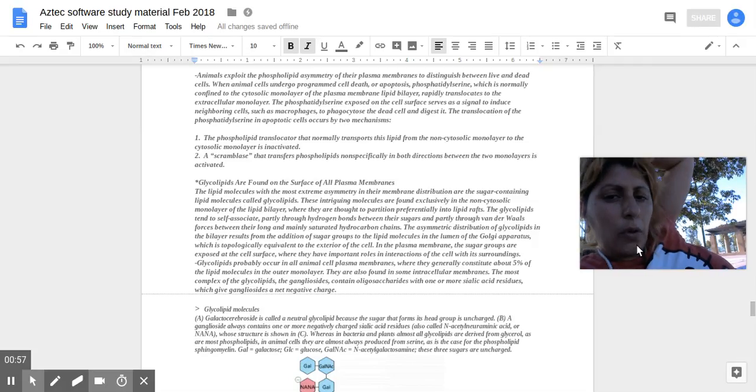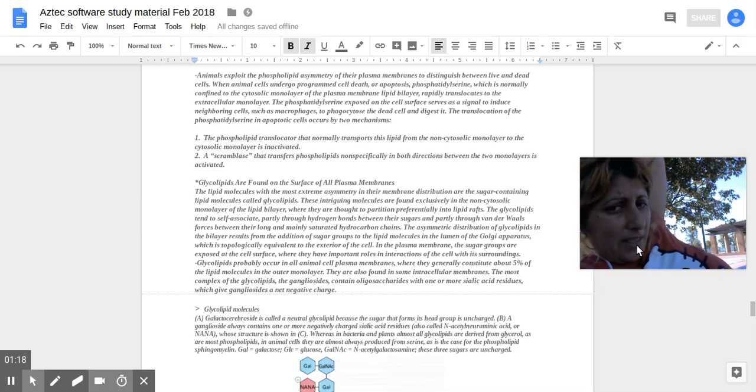So, phosphatidylcholine and sphingomyelin are two phospholipids in the inner monolayer. Phosphatidylethanolamine and phosphatidylserine are in the outer membranes.